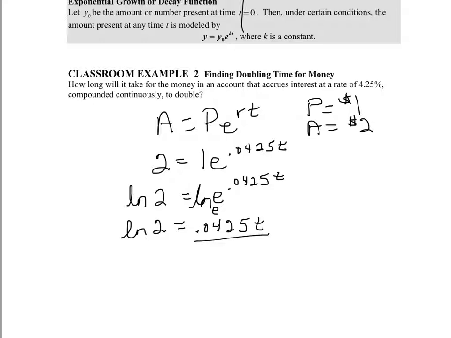All we have to do now is divide each side by 0.0425. And if you put that in your calculator, be careful that you use the ln key, not the log key, and the natural log of 2. Don't forget to close your parentheses before you divide it by 0.0425, gives us a t of 16.3 years. So if you're only earning 4.25% interest, then you would need a little over 16 years for your money to double.